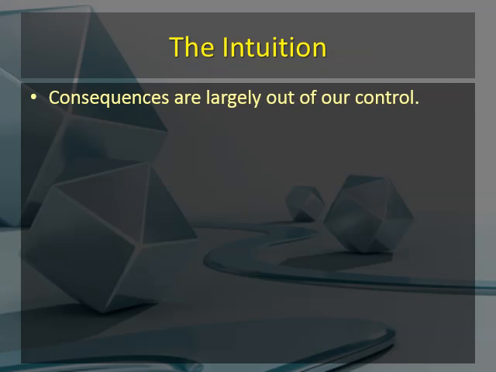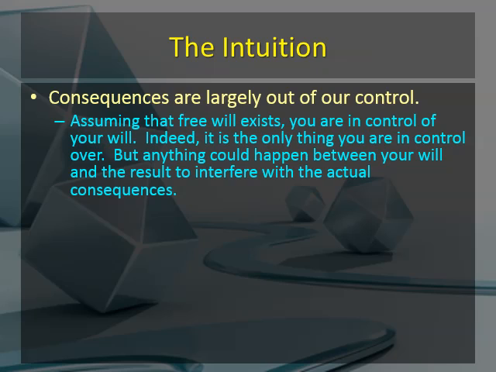The intuition here is that consequences are largely out of our control. Assuming that free will exists, you are in control of your will. Indeed, it is the only thing that you are in control over. But anything could happen between your will and the result to interfere with the actual consequences.